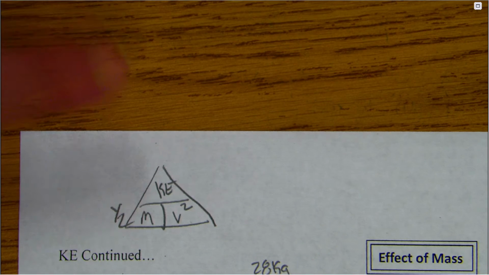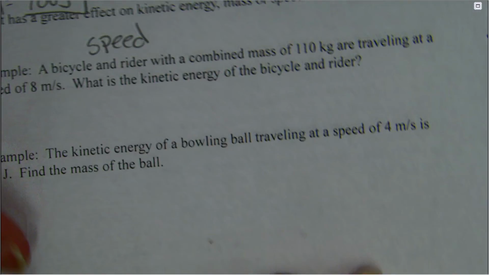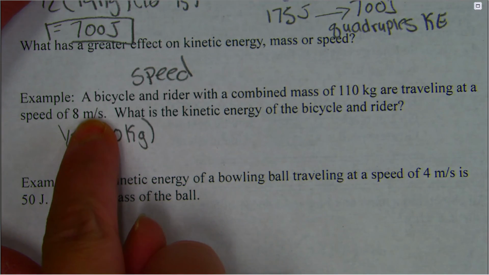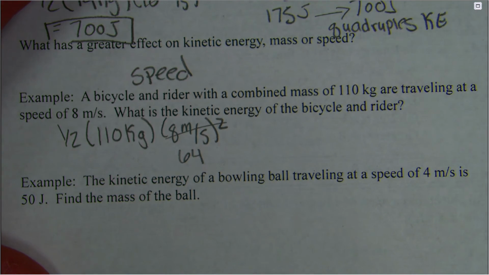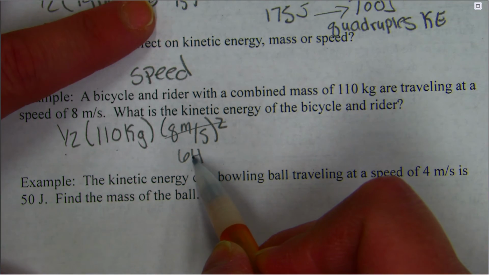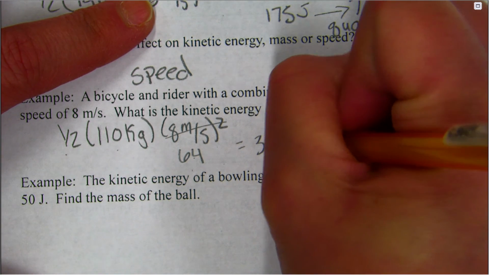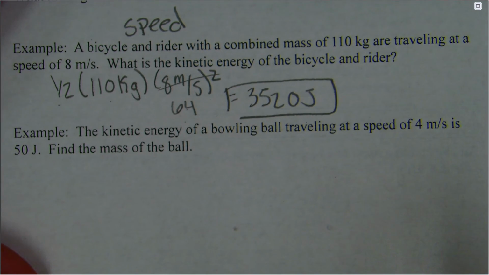So again, we're finding kinetic energy: 1/2 times mass times velocity squared. Times a mass of 110, times a velocity of 8. Square that. So 8 squared is 64. So 1/2 times 110 times 64 is 3520 joules. Did you get that? Good job if you did.